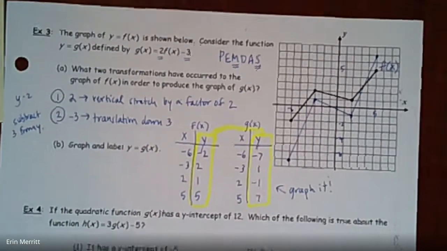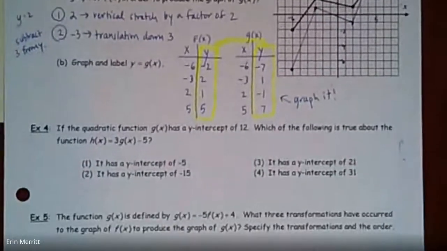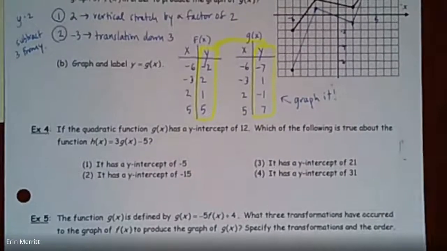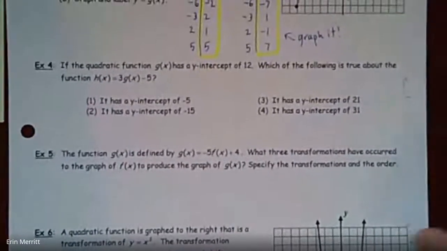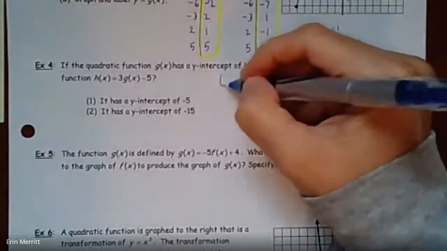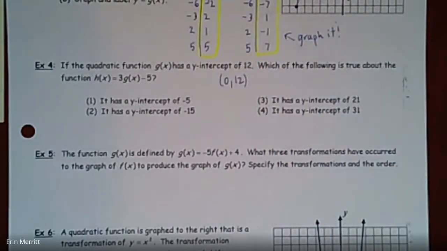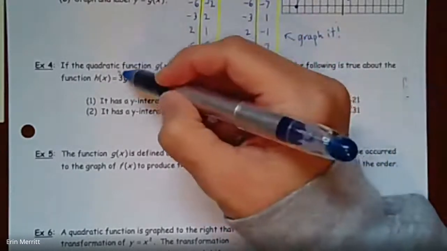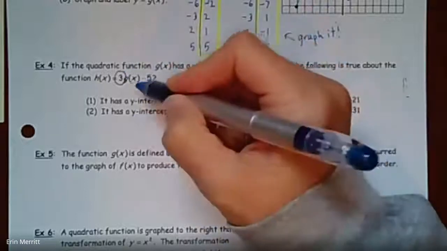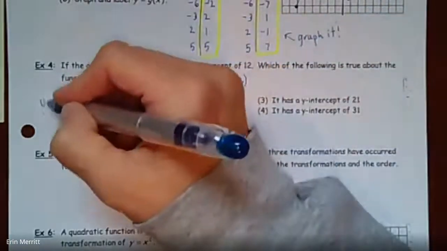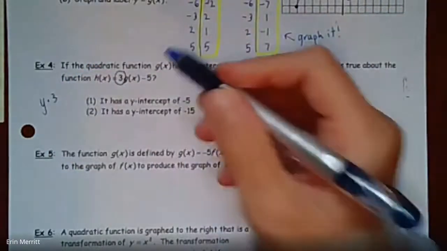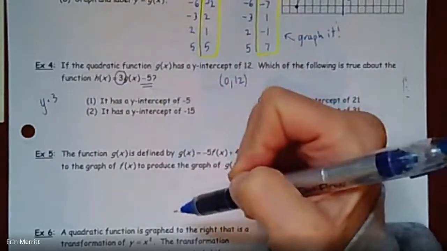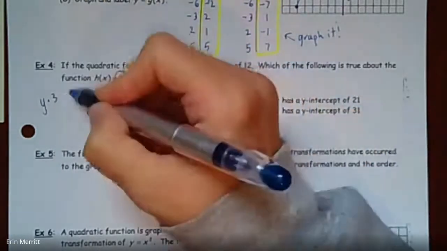All right, we're going to do a few more together and then call it quits. Number 4, if the quadratic function g of x has a y-intercept of 12, right? Y-intercept means it's the point 0, 12. It's where it's crossing the y-axis. Which of the following is true about the function h of x equals 3 times g of x minus 5, right? 3 times g of x means you're going to multiply the y value times 3. Minus 5 means you're then going to subtract 5 from it.